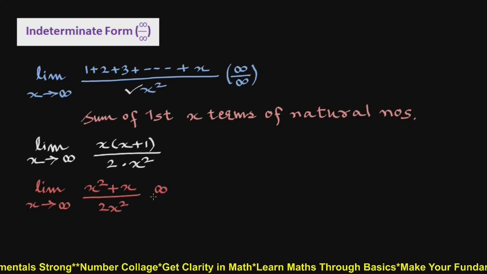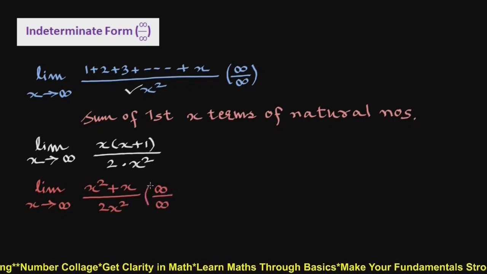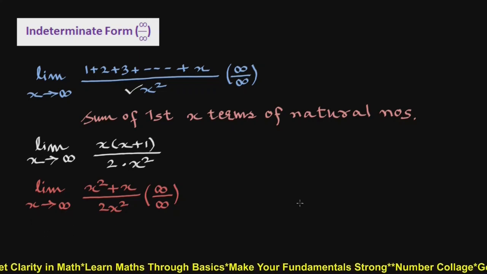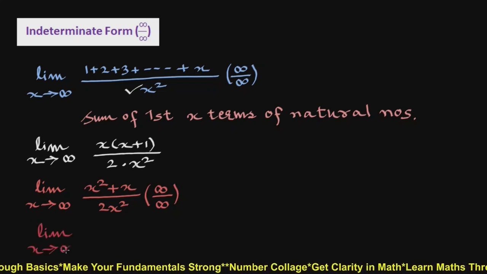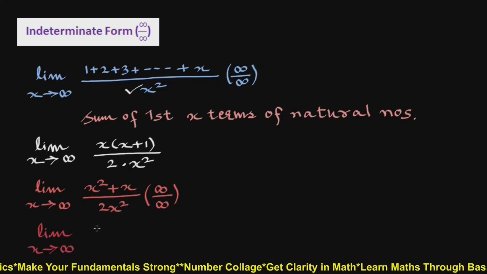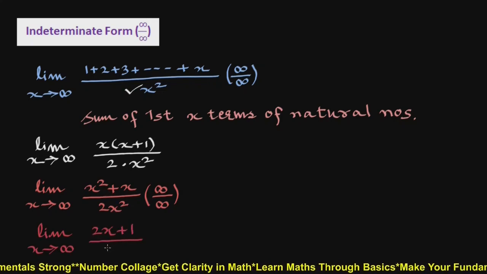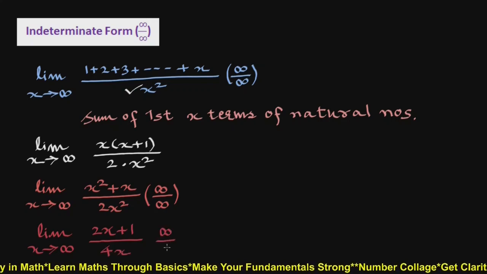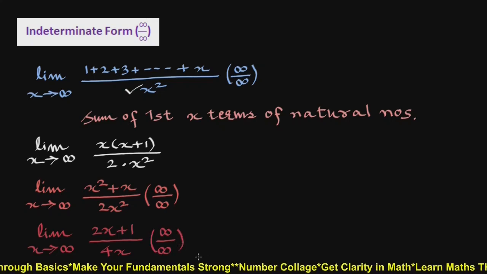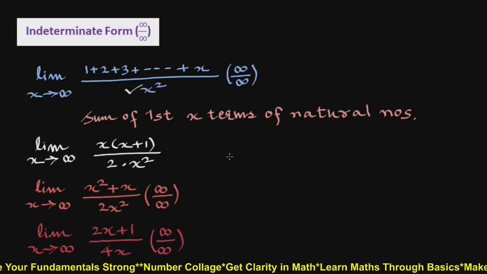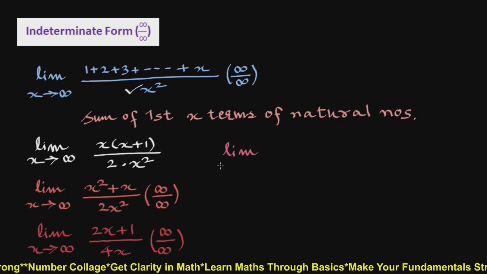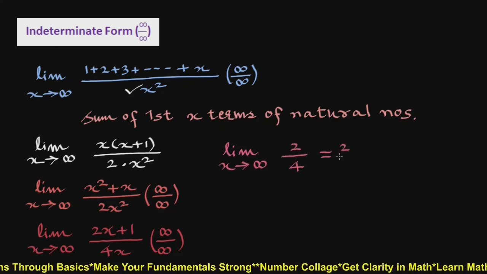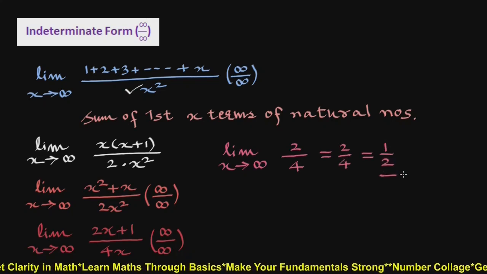This is also infinity upon infinity indeterminate form. We will apply L'Hopital's rule that gives us limit x tends to infinity, derivative of numerator 2x plus 1 upon derivative of denominator 4x. This is also infinity upon infinity indeterminate form that gives us, by applying L'Hopital's rule again, after taking derivative, 2 upon 4. So the limit will be 2 upon 4, 1 upon 2. This is the value of the limit.